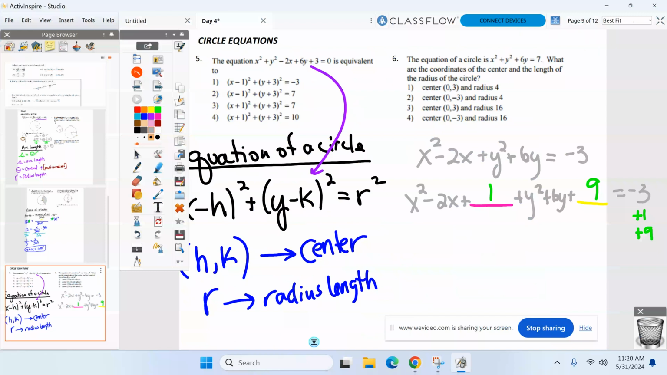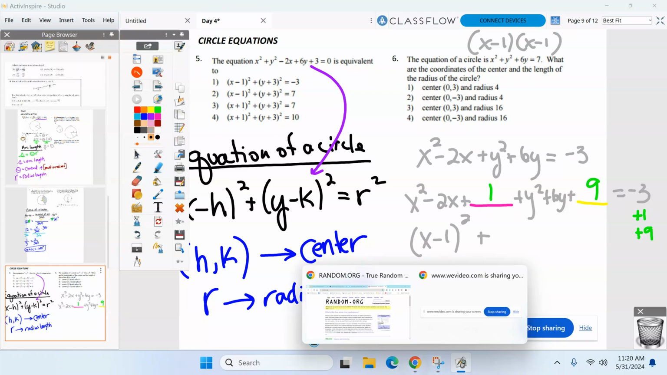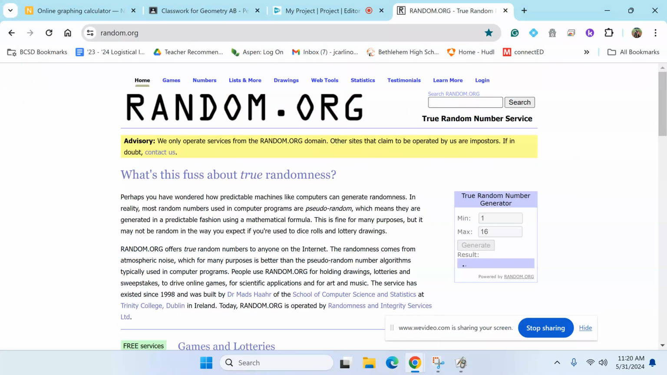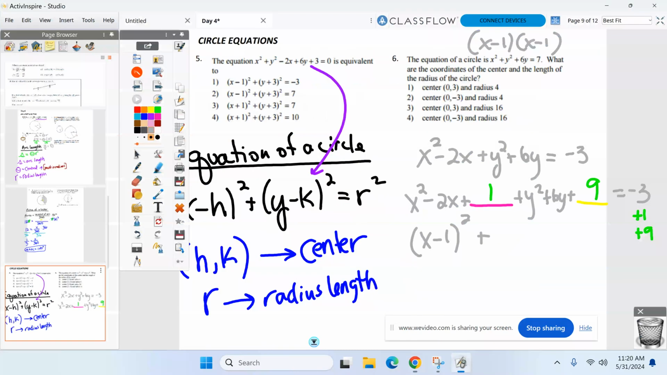And when we complete the square, those two numbers should always be the same. So I'm going to write the professional version, which is x minus 1, all squared. Now it's starting to look like the circle equation. Plus two numbers that multiply to 9 but add to 6. Amy? 3 and 3.